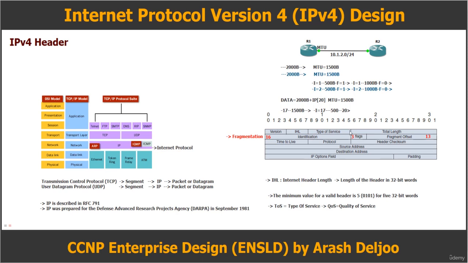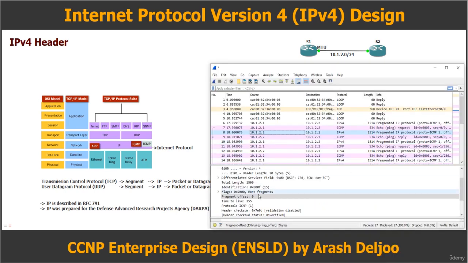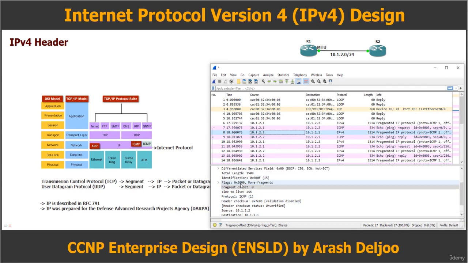Okay, also we have 3 bits, and these 3 bits are the flags that we have in the IP header, and these 3 bits are related to the fragmentation. Let me show you. It is interesting also. Here in the flags we have 3 bits: bit 0, bit 1, and bit 2. Bit 0 is a reserved bit and we don't use it. This field is 3 bits in length.